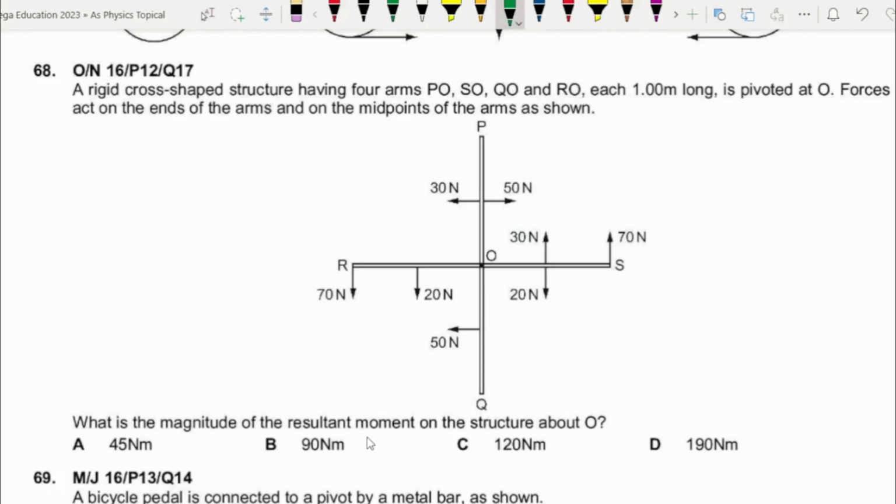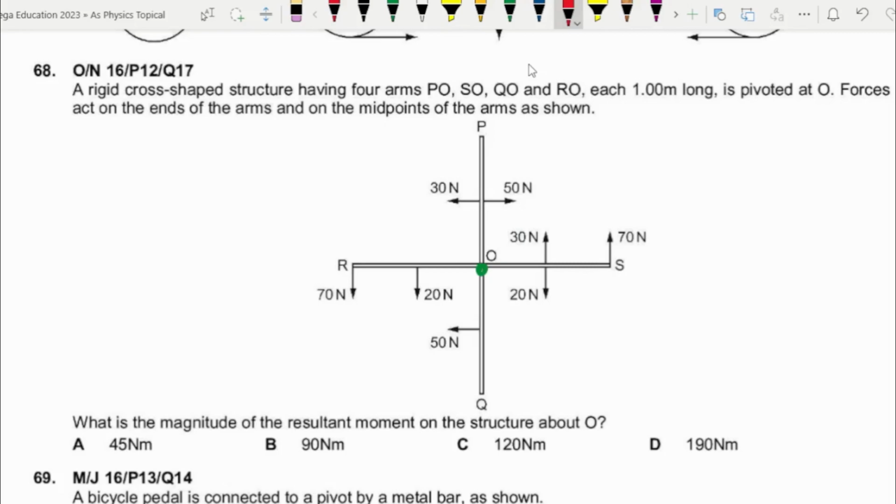What is the magnitude of the resultant moment on the structure about O? So you need to find the resultant moment, and this is your pivot, the central one. So the question itself is not difficult, but it may appear very lengthy. That could be the only problem here. So the thing is, we gotta do it smartly.